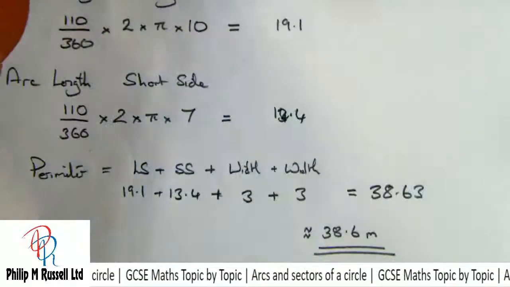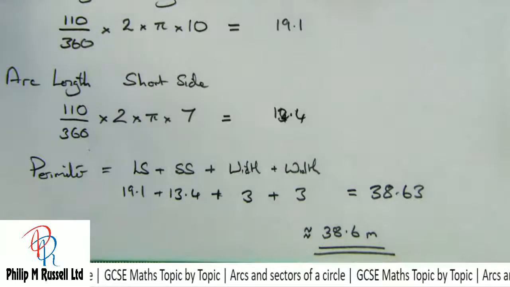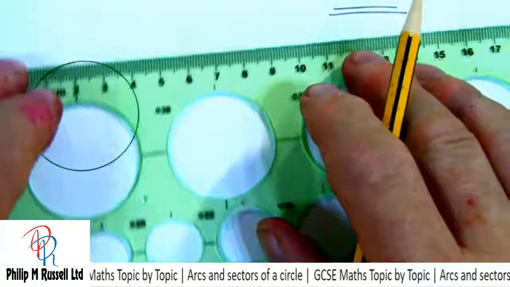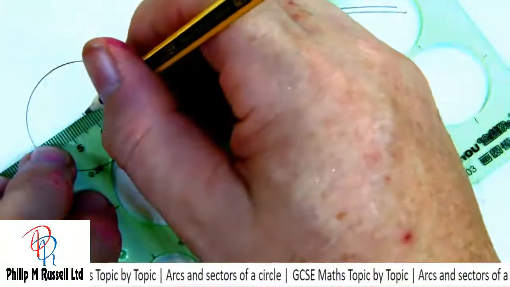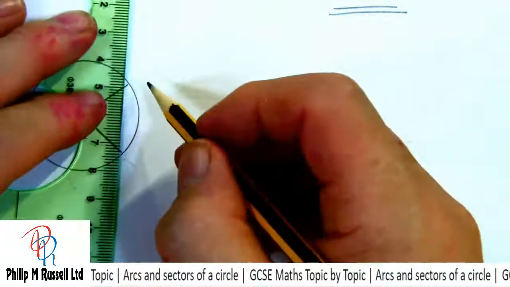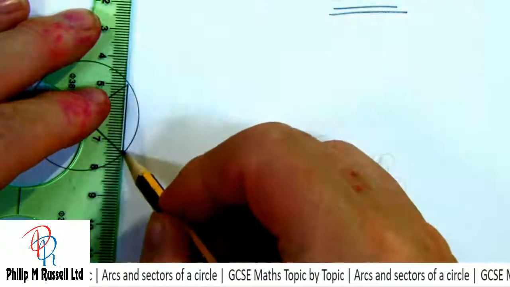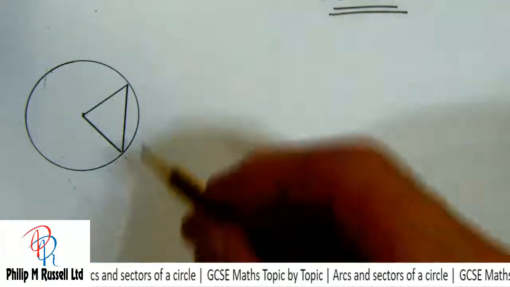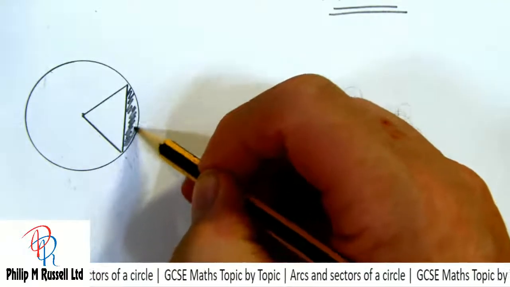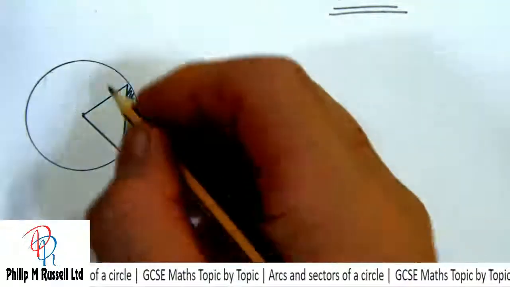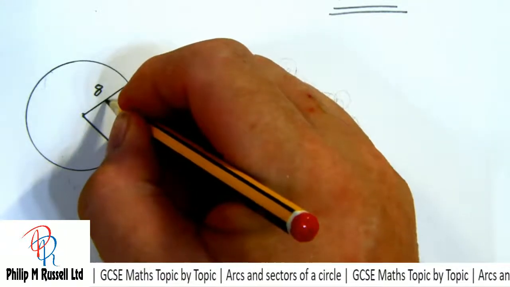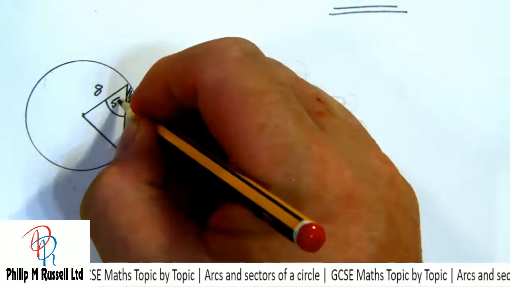One other favourite one that people get is another nasty little problem, and that is we have with our circle our sector, and then for some reason they've decided to draw a line down there, and they want perhaps the area or perimeter of this shaded piece. We might be told that this is 8 centimeters, and let's be awkward, let's have this angle as 50 degrees.